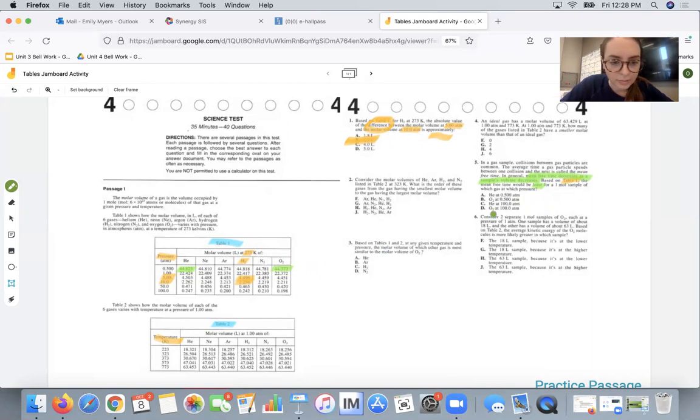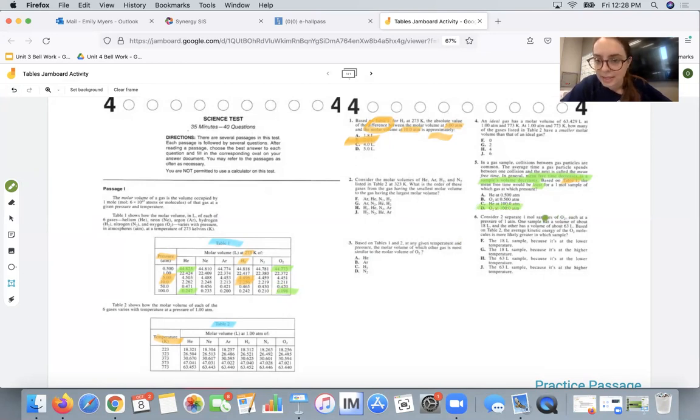Helium at 100. All right, helium at 100, that's 0.2. Ooh, that's a lot smaller. So far that's our winner. And then last one, oxygen at 100. That's 0.198. That would be our winner there. So that one is definitely the smallest. 5 should be D.